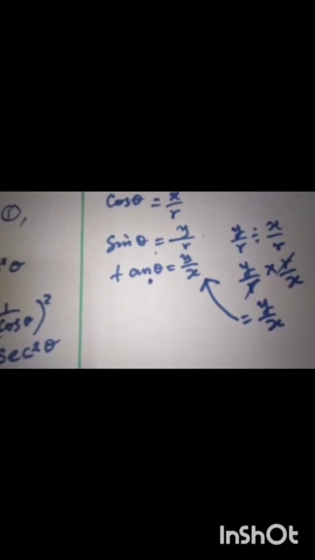Now, but 1 over sine has its own name. 1 over sine is cosec. 1 over cos is secant. 1 over tan is cotangent. Alright, I just wanted to emphasize that because we'll be using them subsequently.